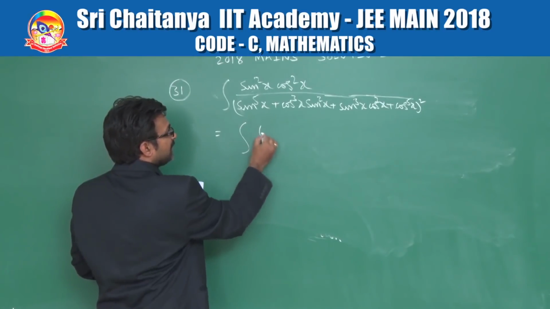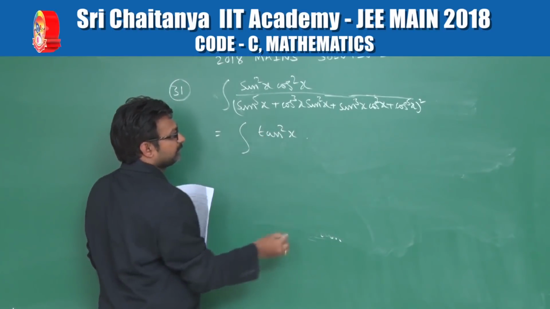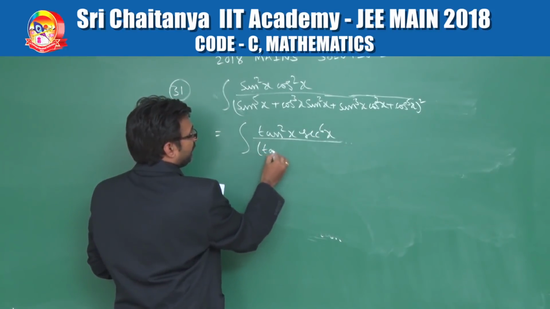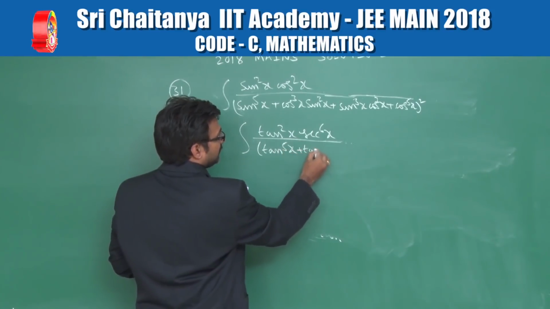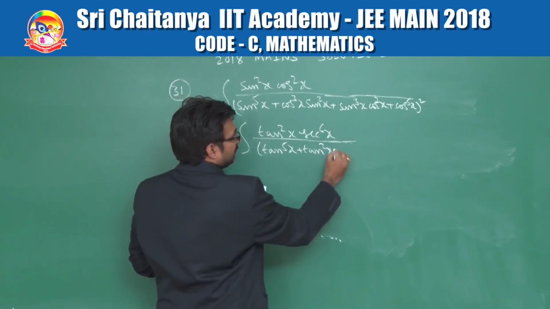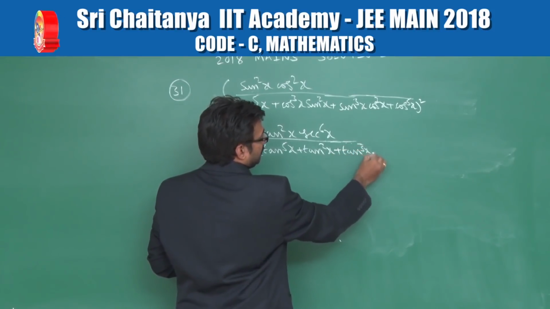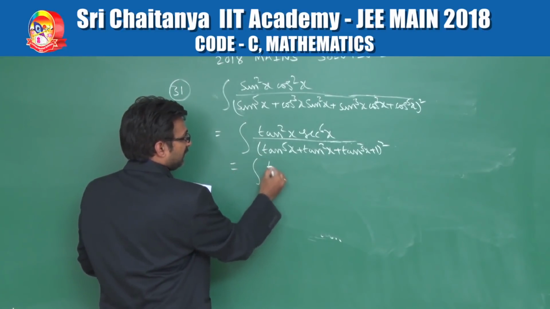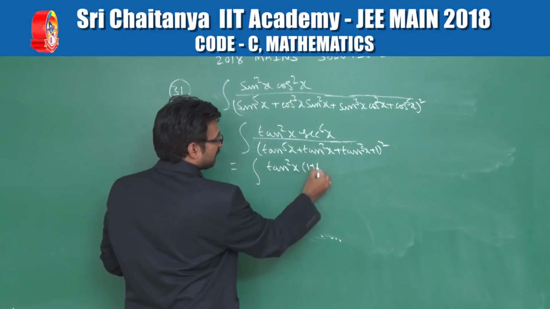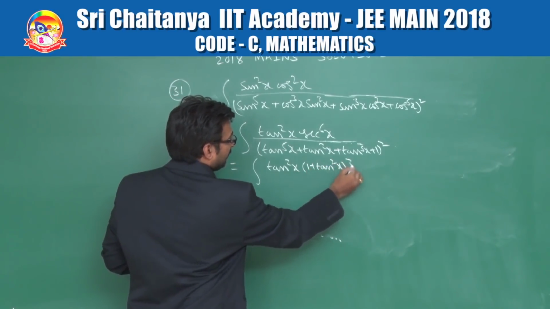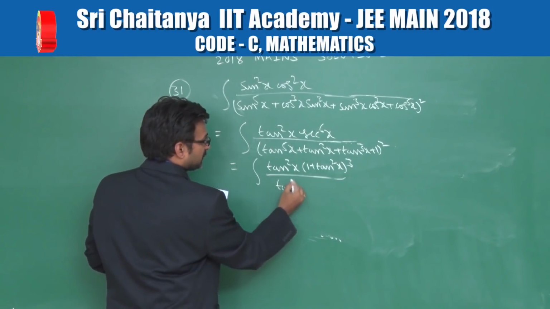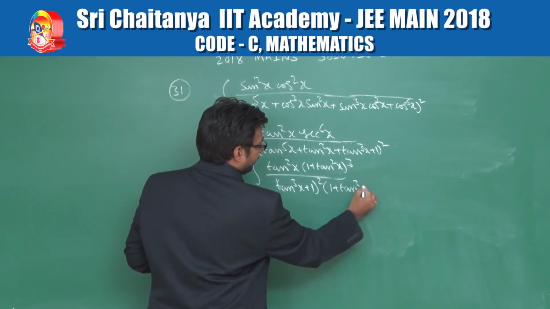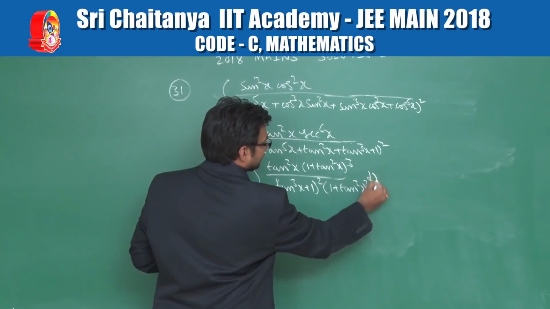Hence the problem will become integration of tan square x into secant power 6x divided by (tan power 5x plus tan square x plus tan cube x plus 1) whole square. This is nothing but integration of tan square x into (1 plus tan square x) whole cube divided by (tan cube x plus 1) whole square into (1 plus tan square x) whole square dx.